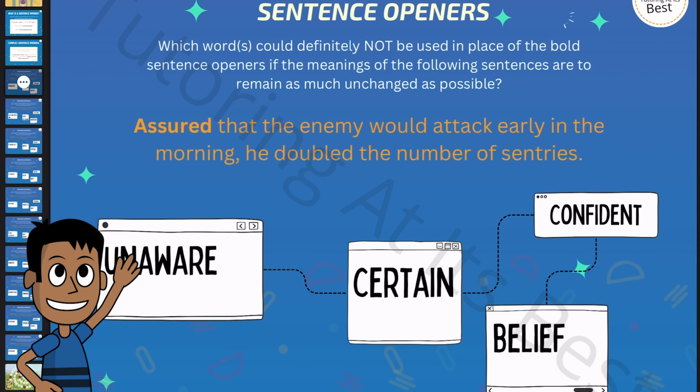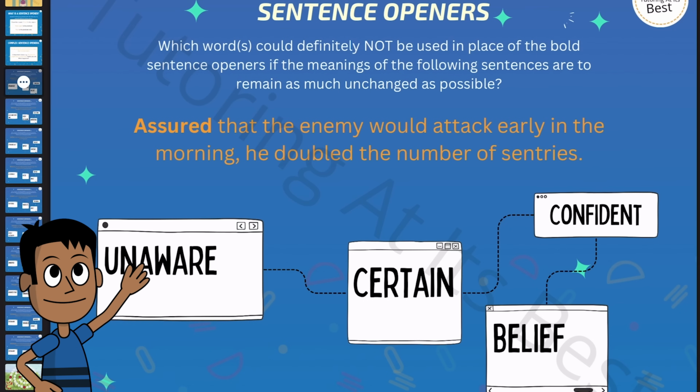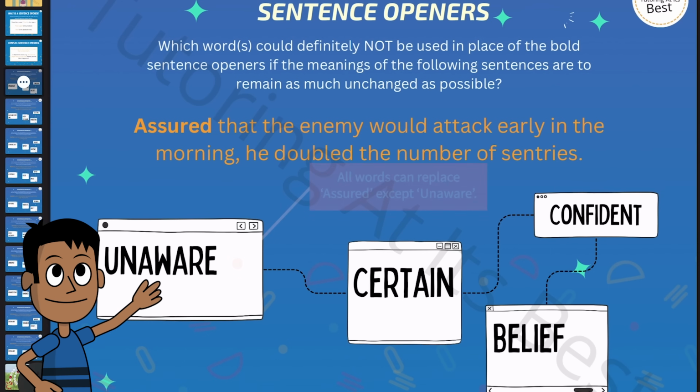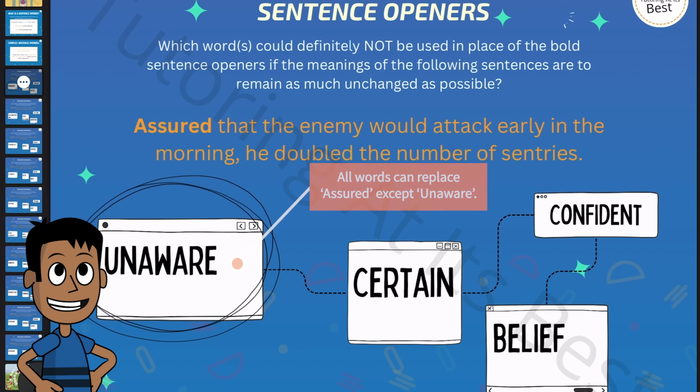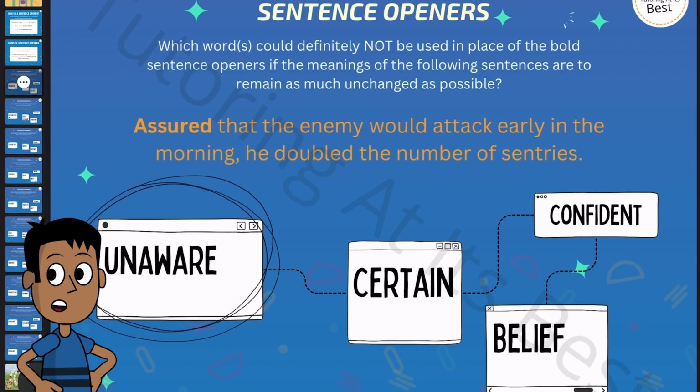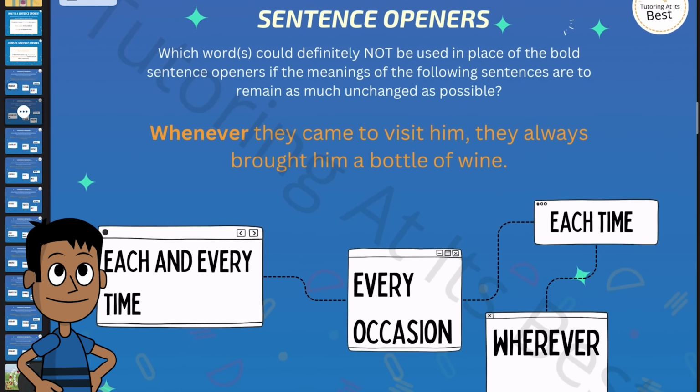So again, if I go through this as an example, the correct answer is "unaware." So, unaware that the enemy would attack early in the morning, he doubled the number of sentences. So as we can see here, "unaware" is not the same as "believing," because that person did not know. So let's go ahead and dive into the next one and let's walk through that.